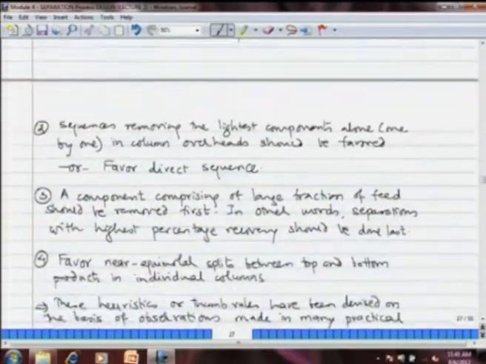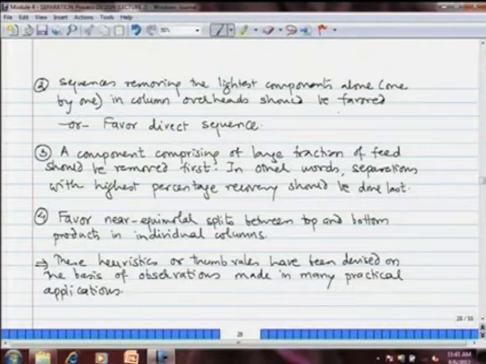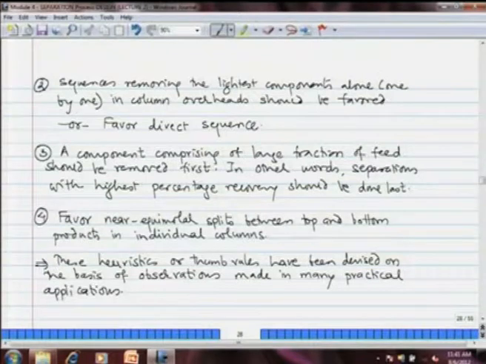The second heuristic says that sequences removing the lightest component alone one by one in the column overhead should be favored, or favor direct sequence. The third heuristic says that a component comprising a large fraction of the feed should be removed first, or in other words, the separation with the highest percentage recovery should be done last. In this way, the net amount of mixture that you are handling will be lesser, and thus the cost of operation will go down. And finally, the fourth heuristic says to favor near equimolar splits between top and bottom product in individual columns.